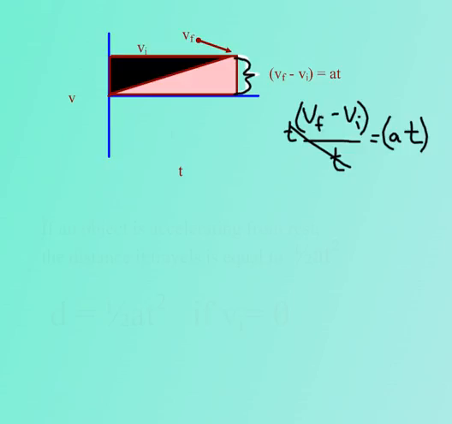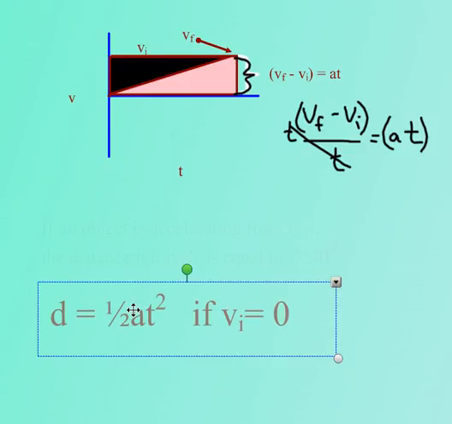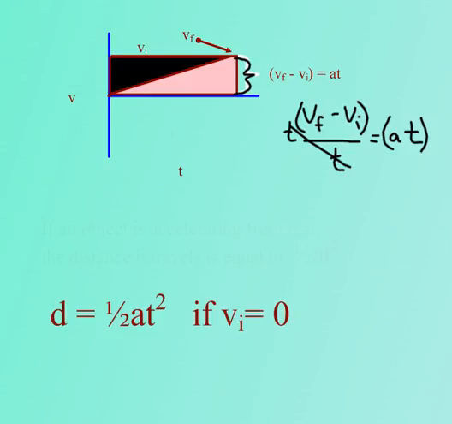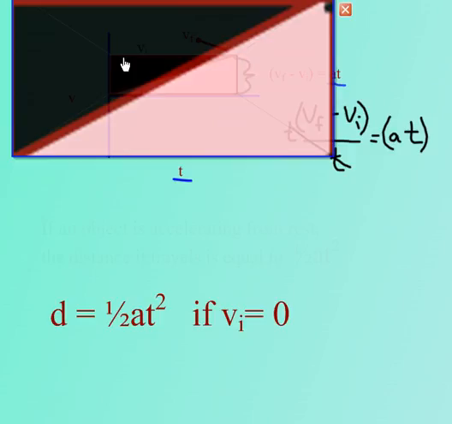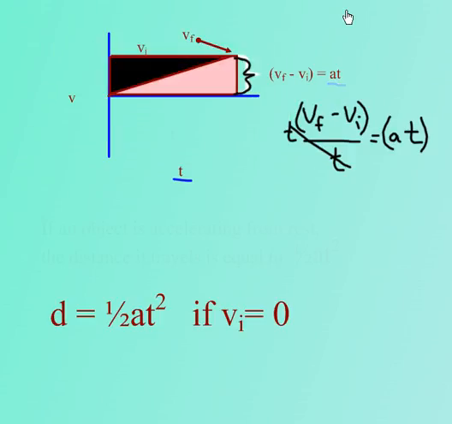That leads us to doing this equation, half at squared. Now that comes from multiplying at times t. That finds us the outline of that rectangle. And then, let's make that smaller. And then cutting it in half so we only find the part that our original VT graph actually covered.